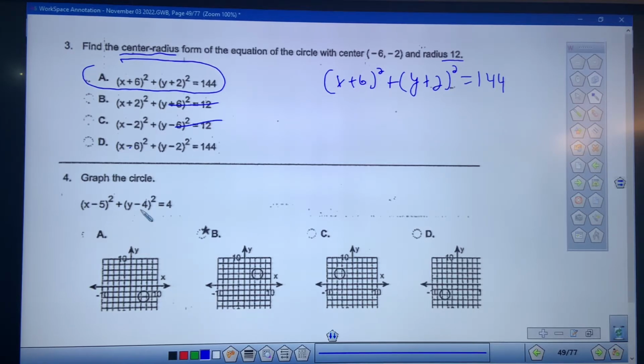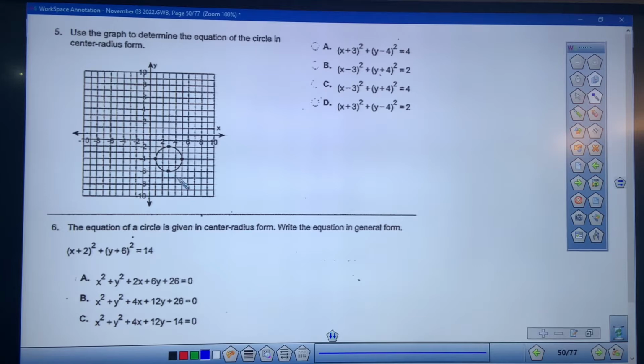All right, opposite, so the center is going to be 5, 4, right 5, up 4, and the radius is going to be the square root of 4, which is 2. So I have to go from the center, right 5, up 4. So this one could be good, this one can't, and went left and down. So it has to be choice B. Oh, and the answer was already given.